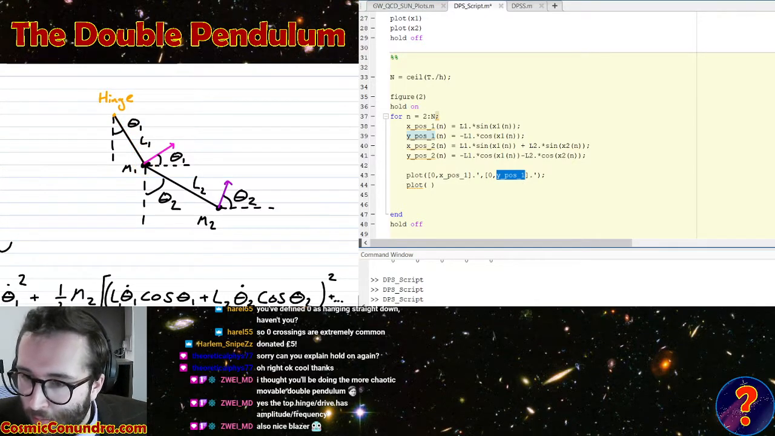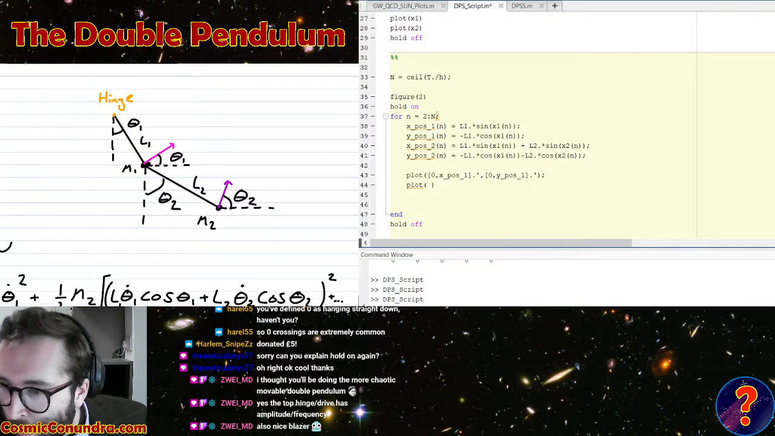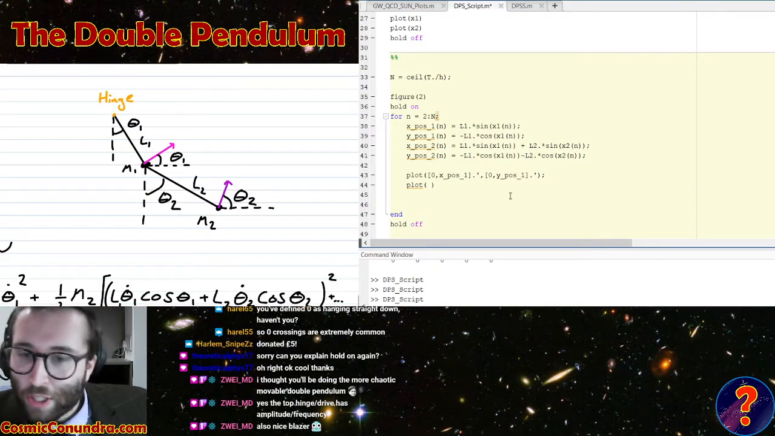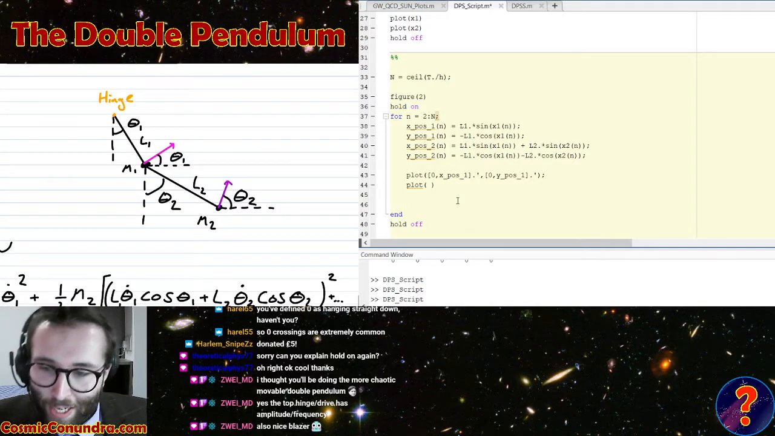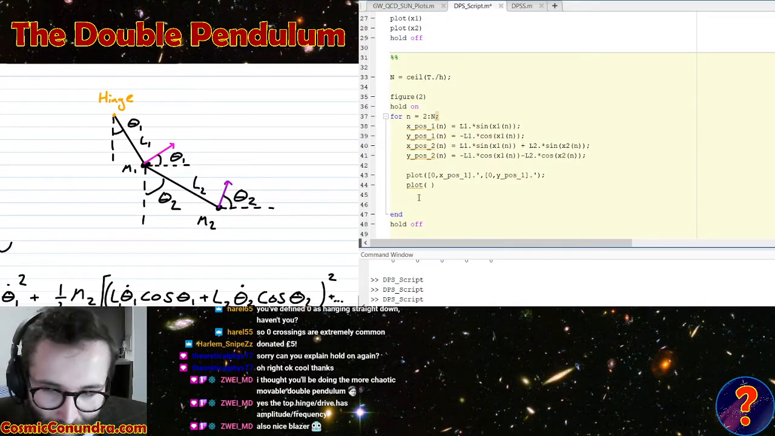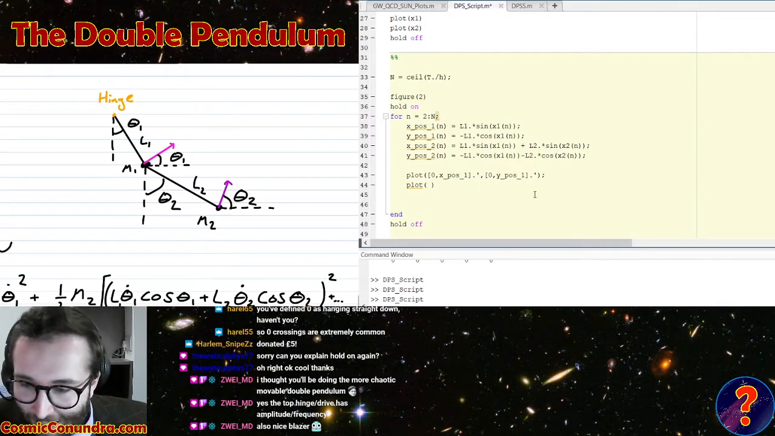Nice blazer. Oh, thank you very much. Yes, does the top hinge drive have amplitude and frequency? No, I should have. That would be an interesting extension. It wouldn't be too hard to do, but we'd have to go back and derive all the Euler-Lagrange equations again, and I don't have the energy to do that. But yeah, that would be very possible.